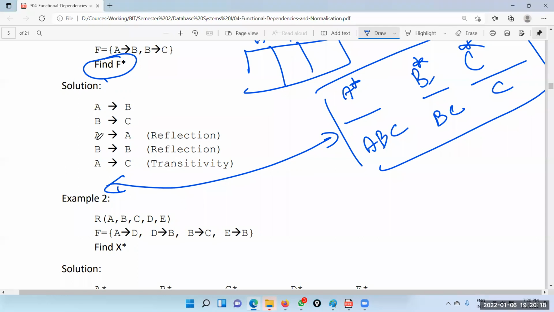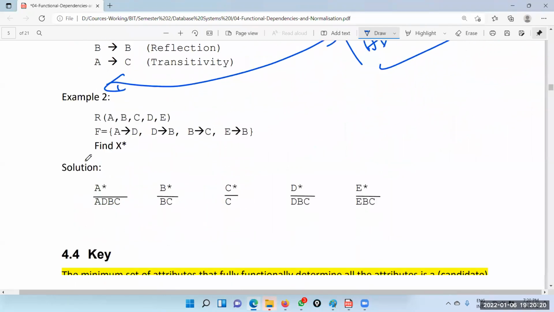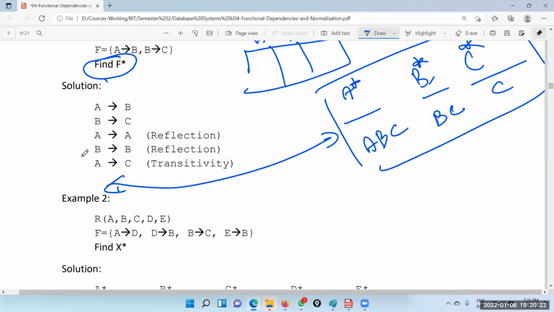Right. So let's take another example. There are 5 attributes: A, B, C, D, and E. And they have given you 4 functional dependencies: A determines D, D determines B, B determines C, and E determines B. Now you are supposed to find A closure, B closure, C closure, D closure, and E closure. Okay, take 2 minutes and do it.